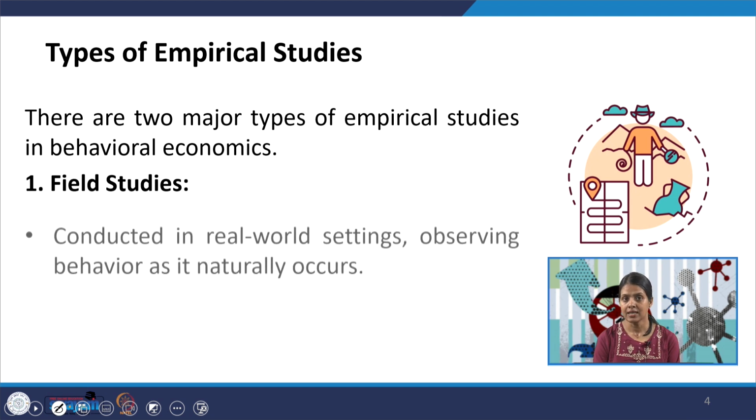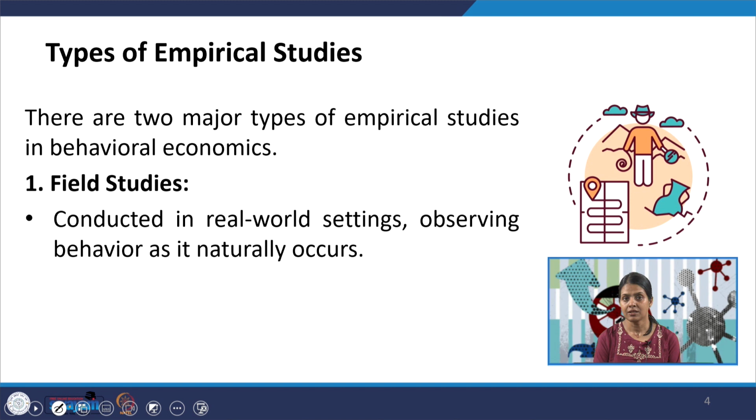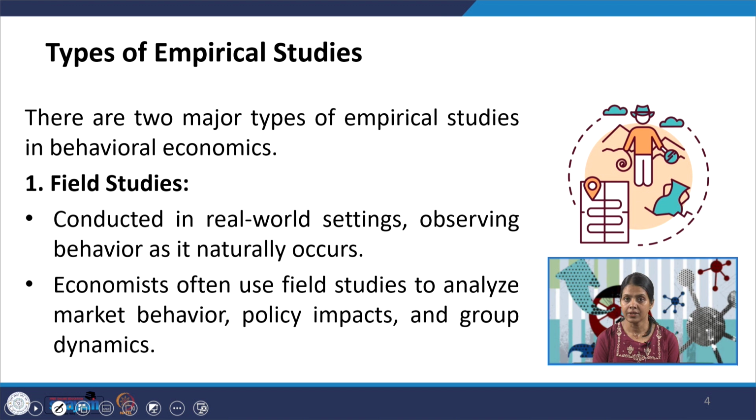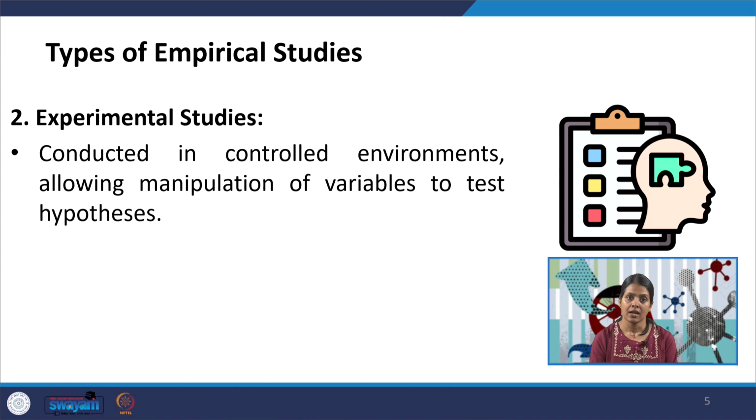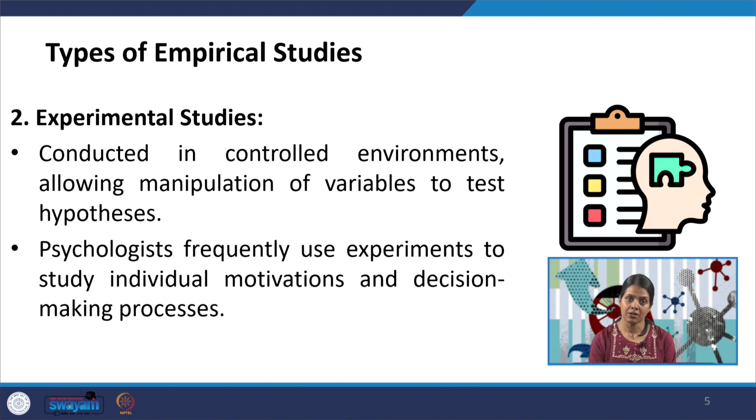First, field studies. These are conducted in real world settings, observing behavior as it naturally occurs. Economists often use field studies to analyze market behavior, policy impacts and group dynamics. So, basically these methods are more commonly used by economists. The other type of study is experimental studies. These are conducted in controlled environments, allowing manipulation of variables to test hypotheses. Most often psychologists use experiments to study individual motivation and decision making processes.